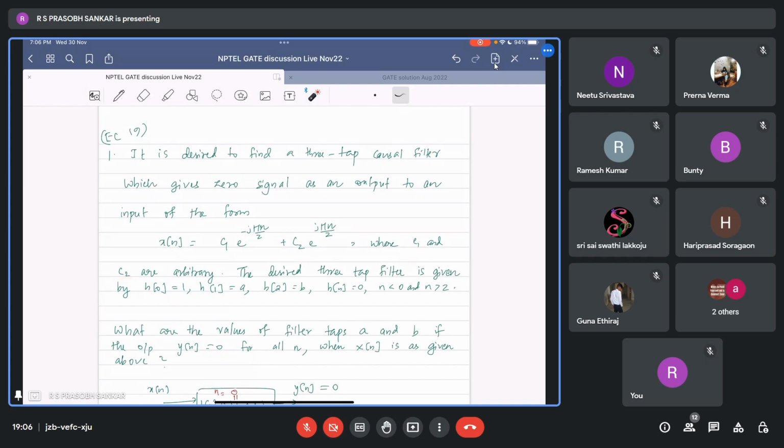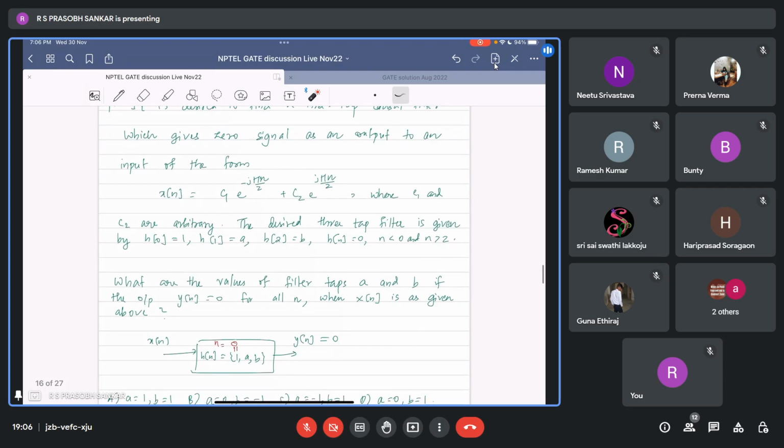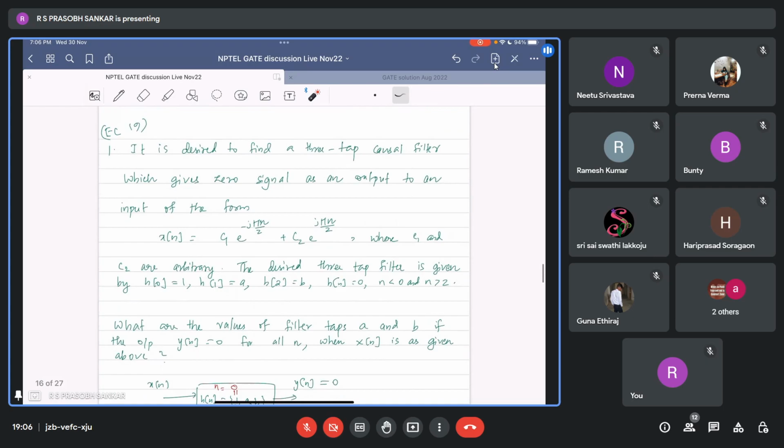It is given that the desired three-tap filter coefficients are h of 0 equal to 1, h of 1 equal to a, h of 2 equal to b, and h of n is 0 for n less than 0 and n more than 2. It is asked: what are the values of the filter taps a and b if the output of the filter y of n is always 0 for all n whenever the input x of n is of the form given here? So is the question fine?